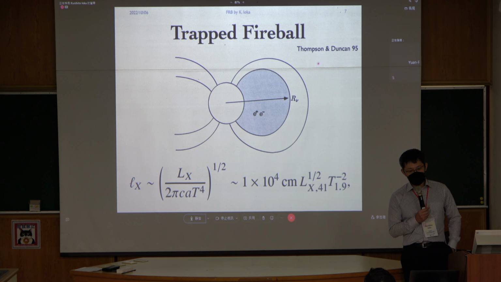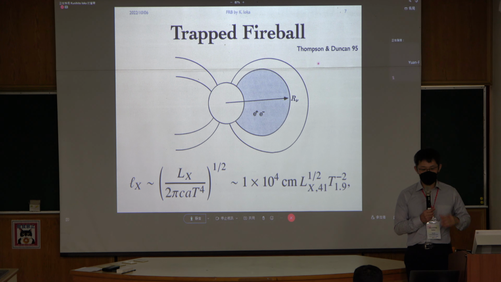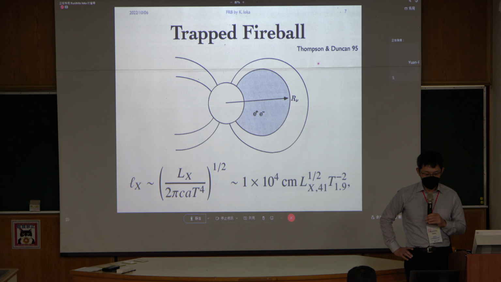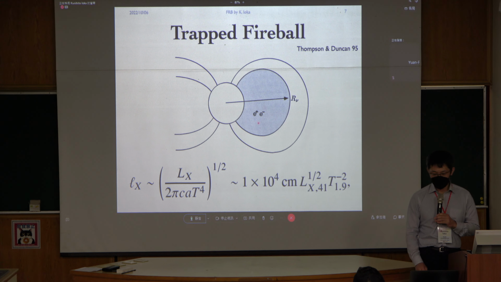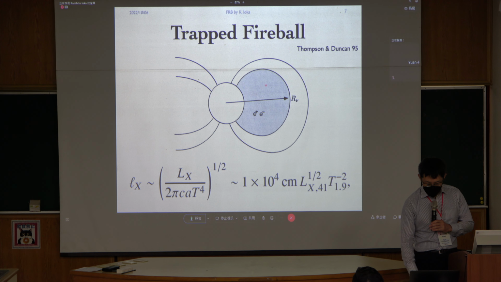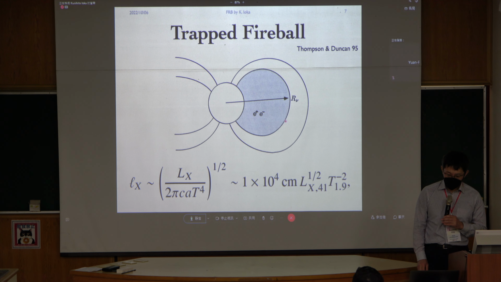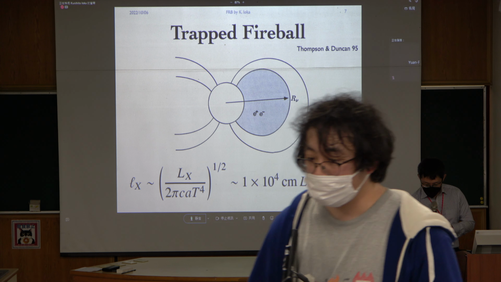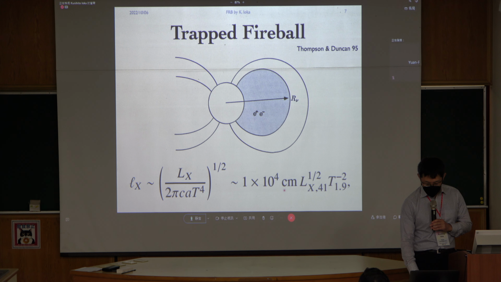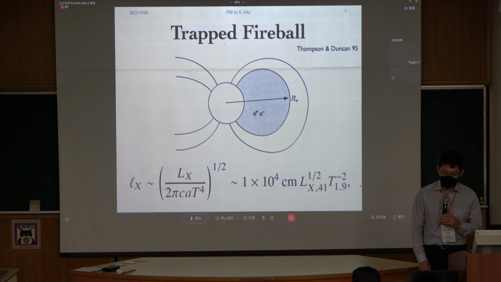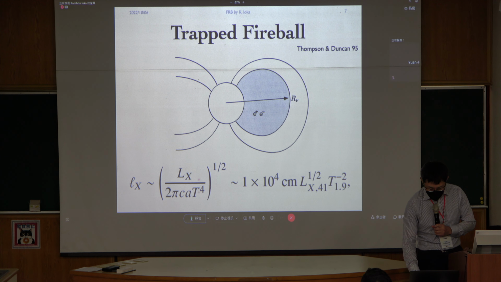And actually, traditionally, in order to explain the magnetar burst, a trapped fireball model is discussed. In this model, thermal energy creates e+ e- pairs surrounding the neutron star, and this trapped surface emits X-rays. Given the luminosity of the X-ray and the temperature, we can estimate the size of the fireball. It's around 10^4 centimeters for the case of the galactic FRB, and this is much smaller than the size of the neutron star. This estimate is just under the assumption of a black body.